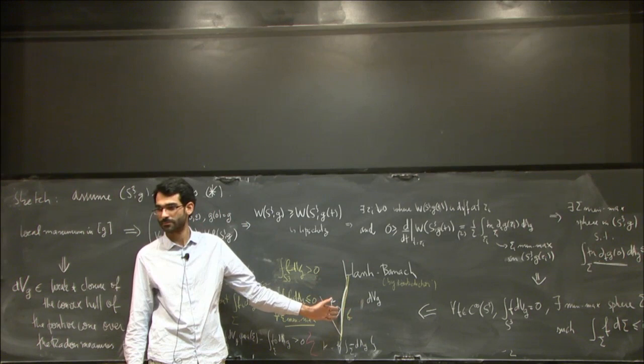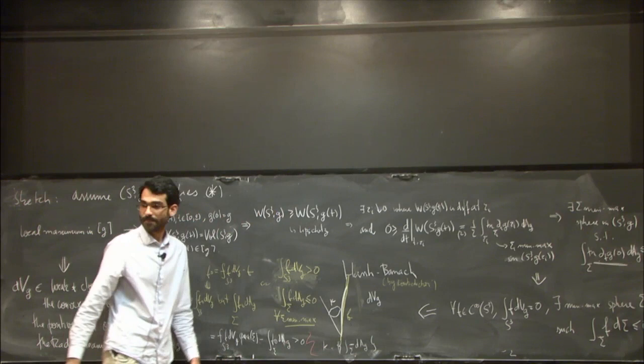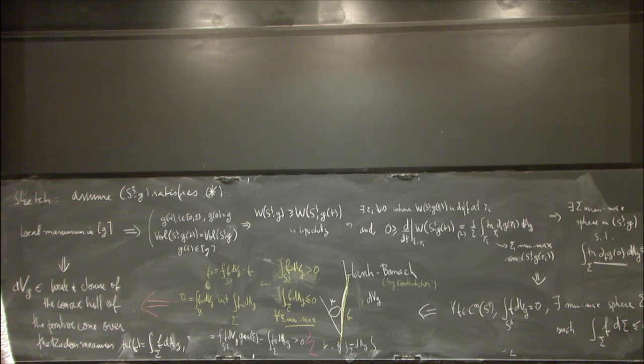So you can imagine any other plane would intersect the cone, so my picture is realistic. Okay? So, moral of the story.